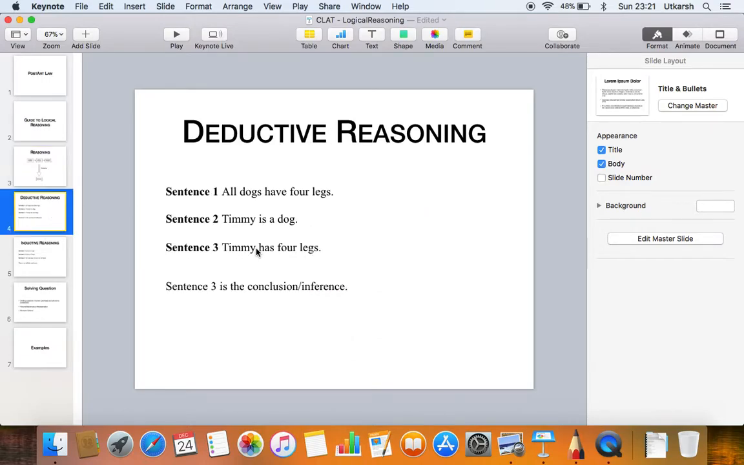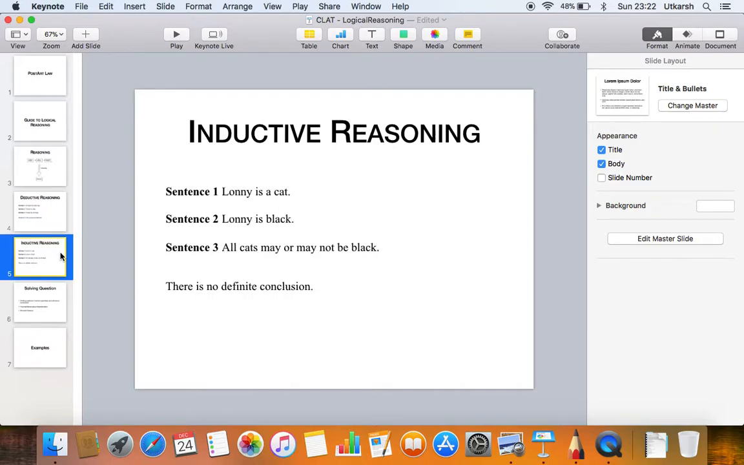First, deductive logic. From this example: all dogs have four legs, Timmy is a dog, so Timmy has four legs. So in deductive logic, the only thing you need to remember is that you reach a definite conclusion. You have an answer at the end of deductive reasoning, right? You can be sure of it. And the opposite of deductive reasoning is inductive reasoning.